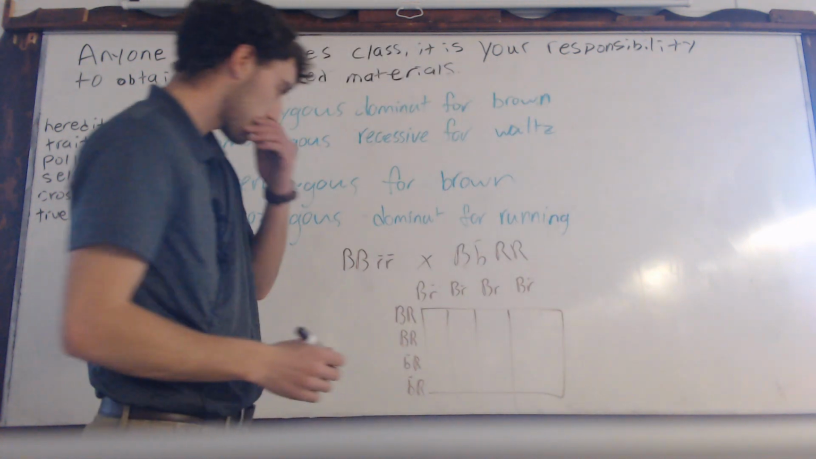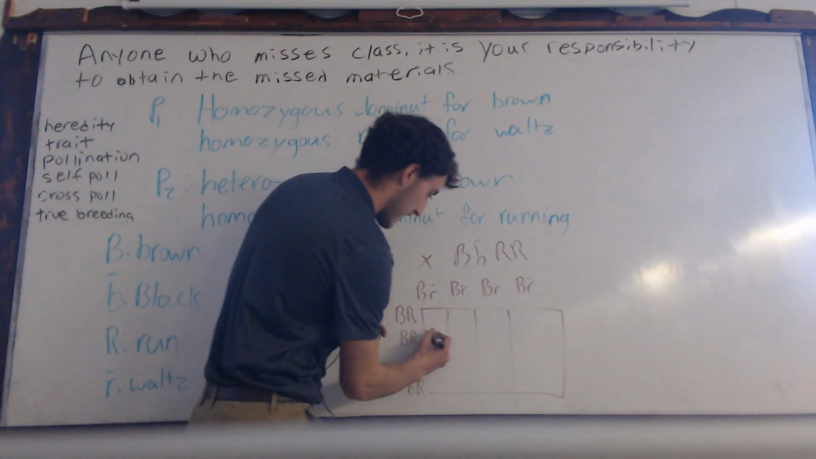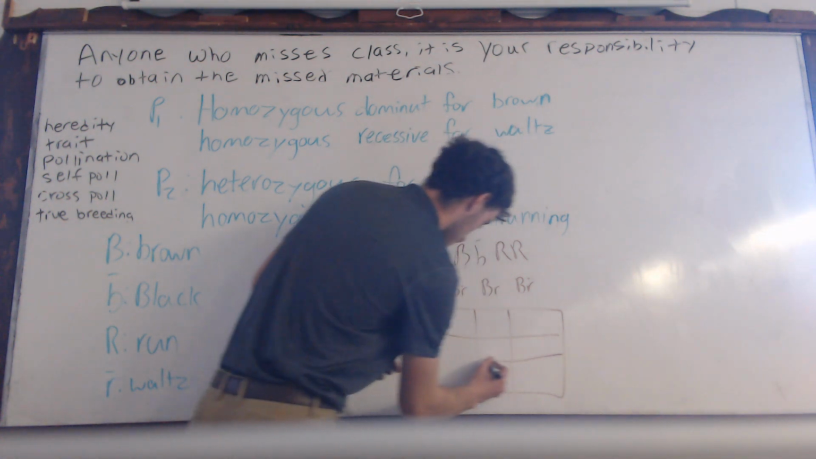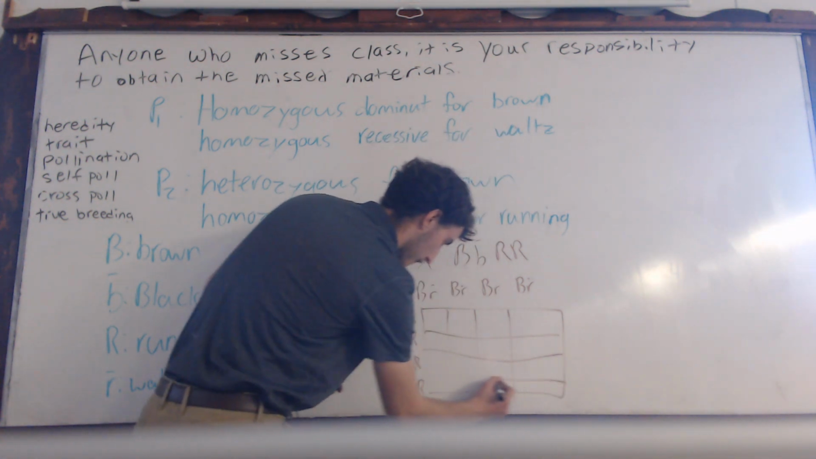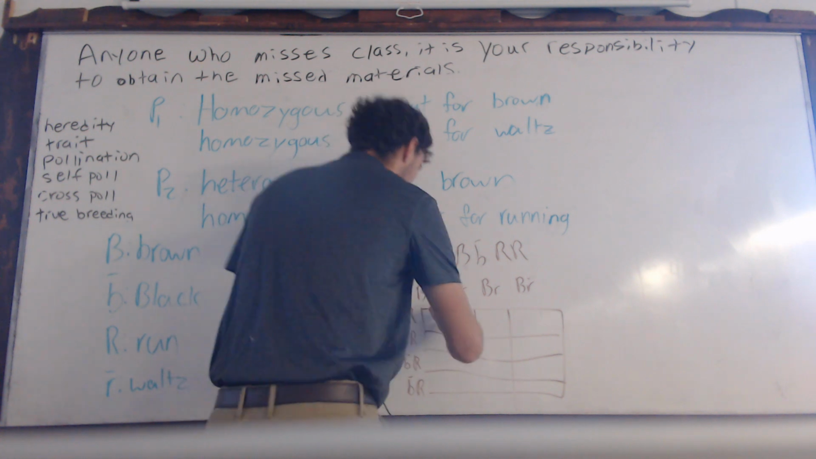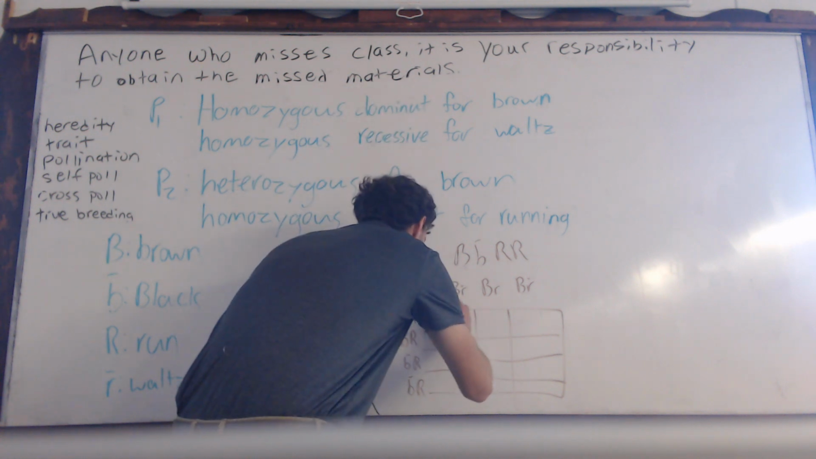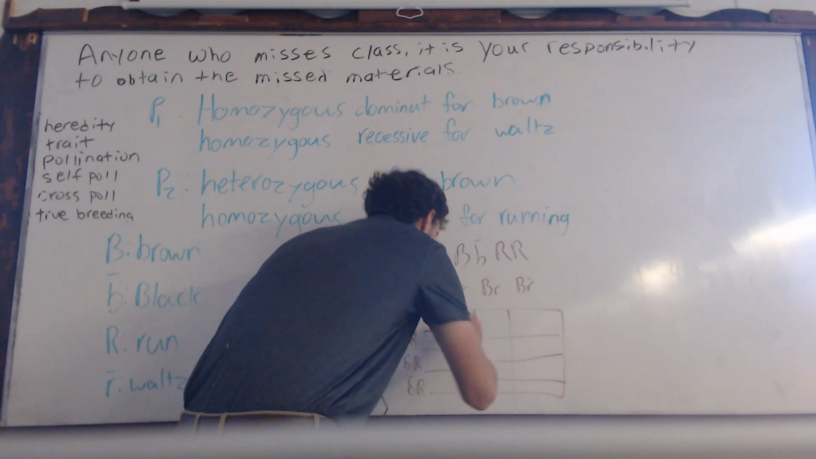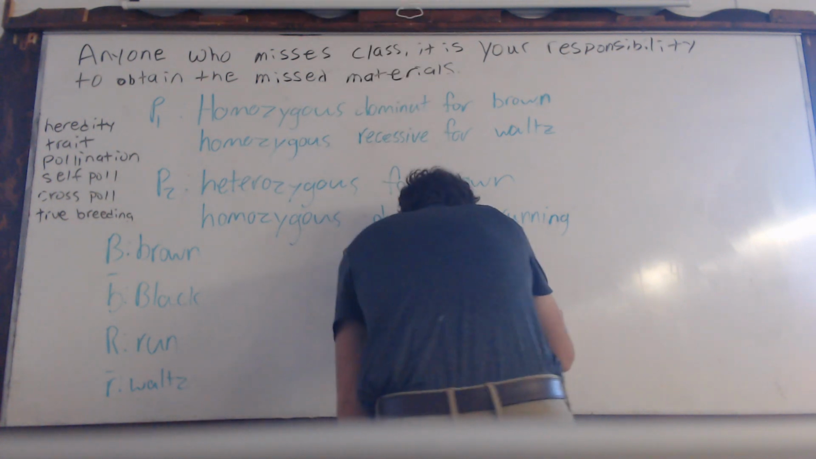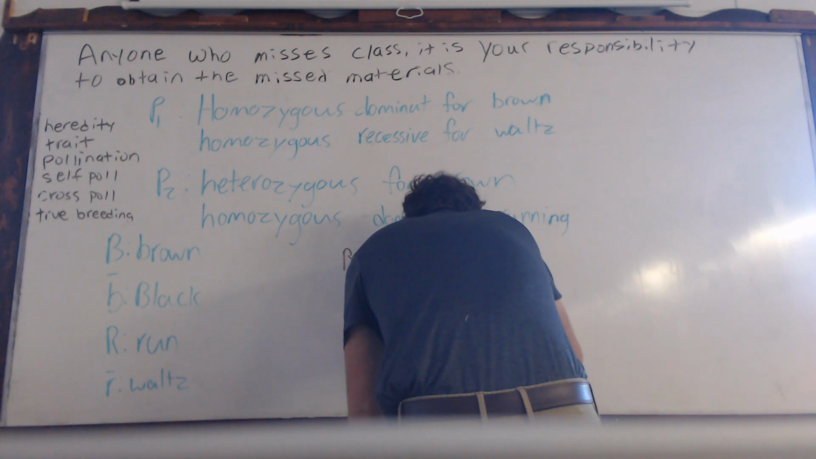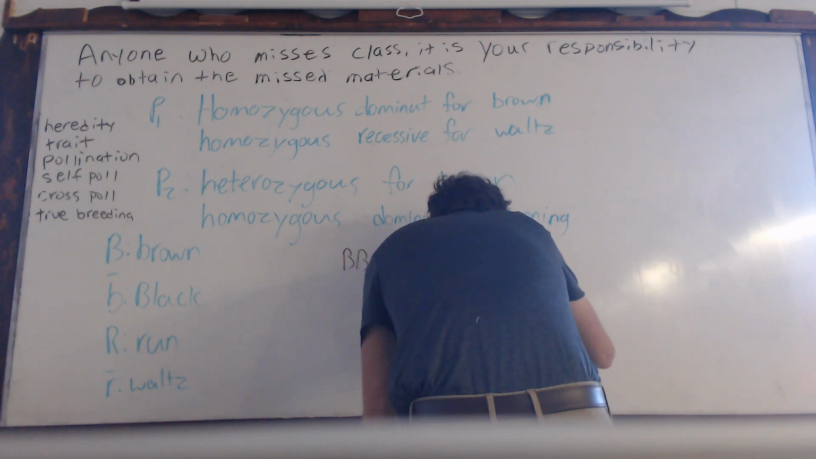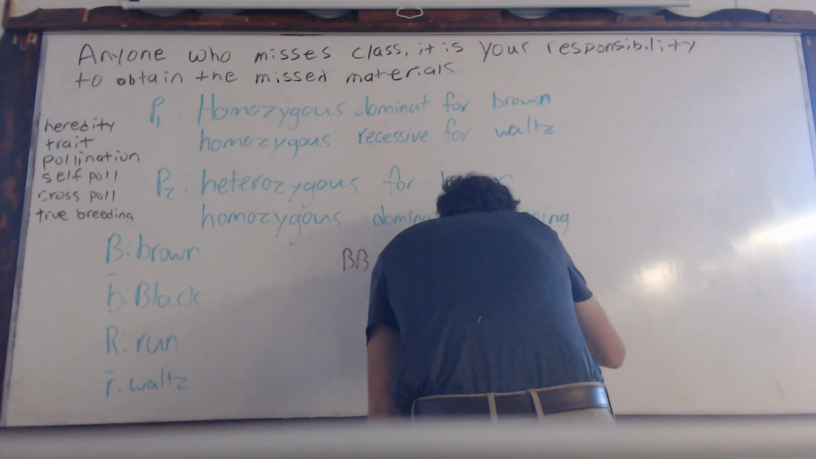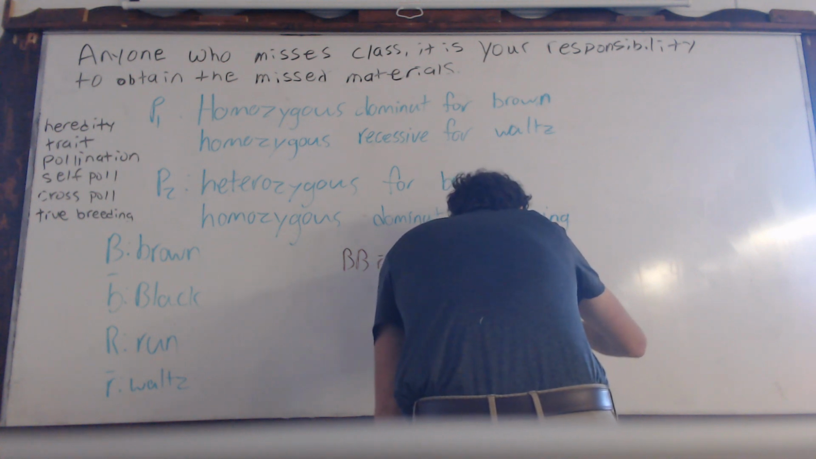Does somebody want to read what they have in the boxes? I will. I got big B, big R, little r. And that's for all 4. Okay, so just straight across. That's the same for the next row too. Awesome.